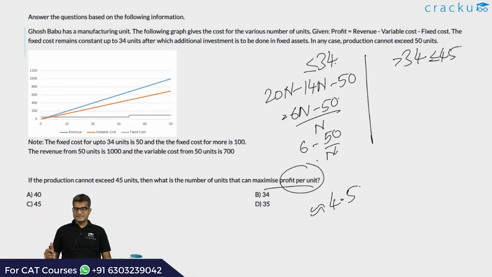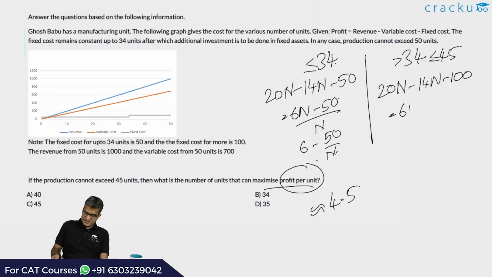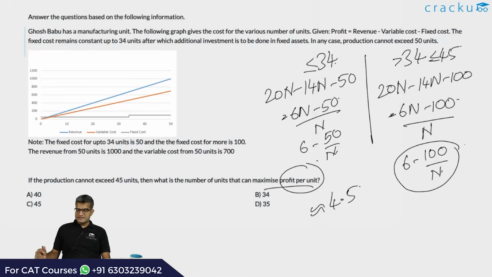When the value of n is greater than 34 but less than or equal to 45, the fixed cost becomes 100. So the profit is 20n minus 14n minus 100, which is equal to 6n minus 100. This is the total profit. We are looking at the profit per unit. So divide this by n. This is 6 minus 100 by n. Again, we want this to be maximized. This is maximized when n is equal to 45. So this is 6 minus 100 by 45.